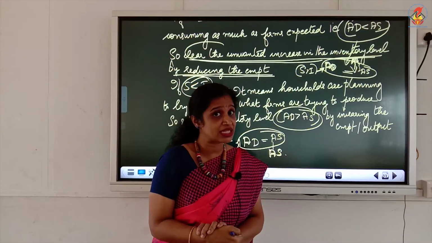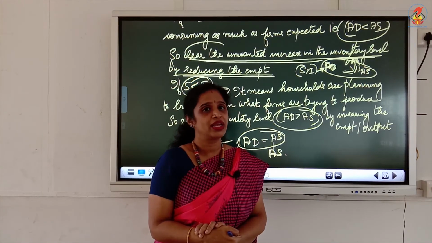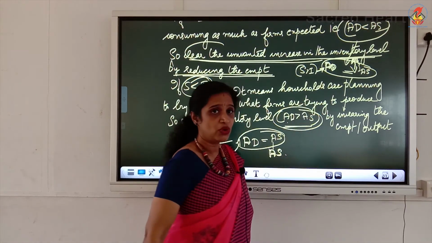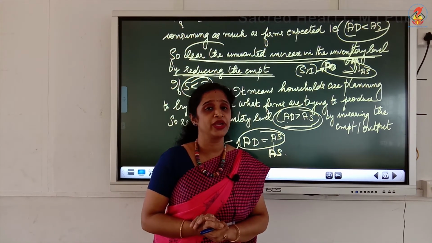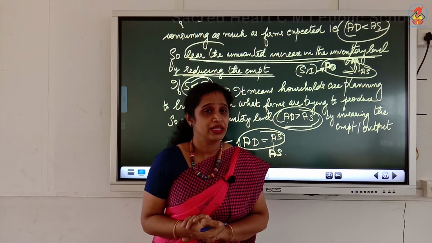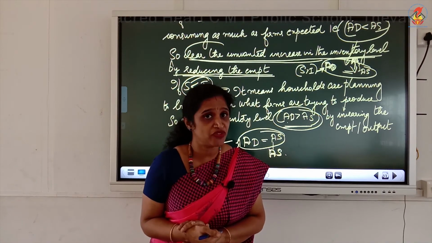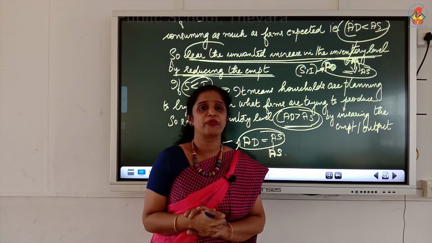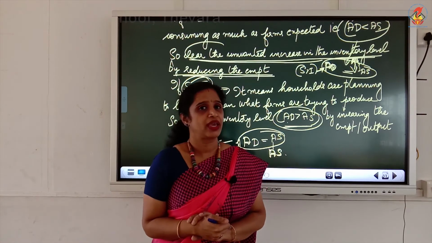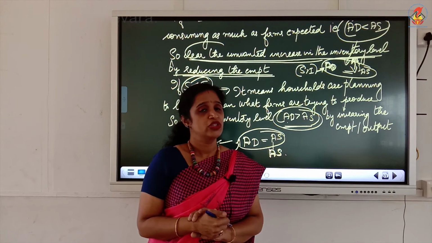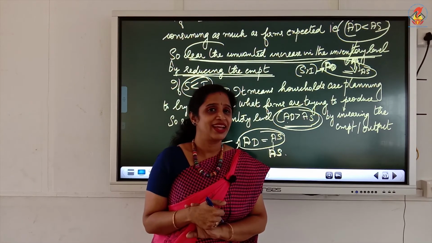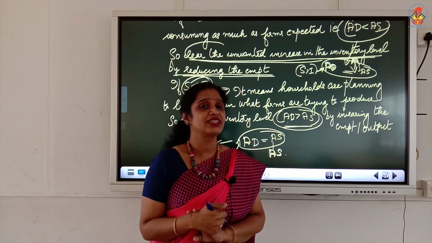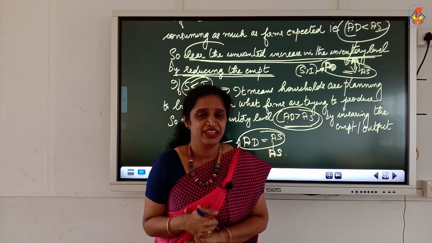So if saving is less than investment, it means aggregate demand is more than aggregate supply. If aggregate demand is more than aggregate supply, you have to raise the aggregate supply. That means increase the employment of resources in such a way that aggregate demand is equalized with aggregate supply. That is how we solve the problem, and this is the adjustment mechanism. Hope it is clear to you. So the same explanation of AD less than AS and AD greater than AS can be applied here.